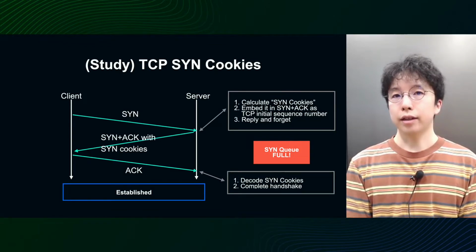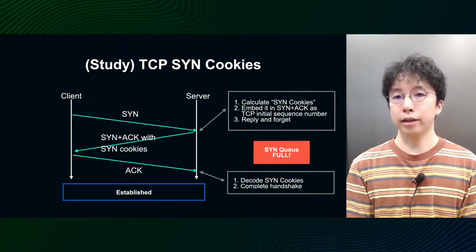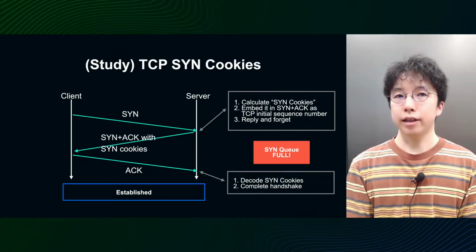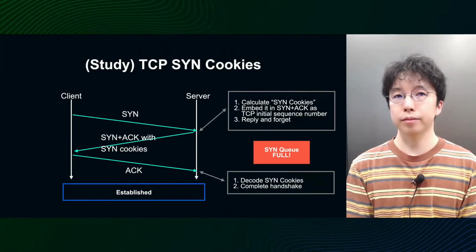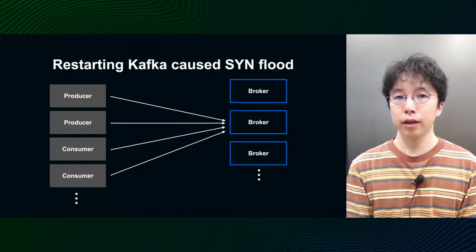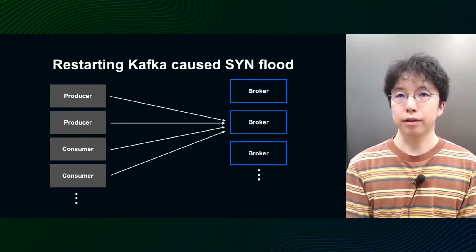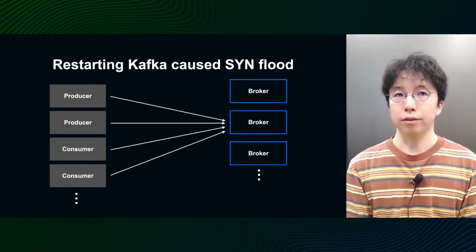SYN cookie sent metric spike. SYN is received, but the SYN queue was full, so it sent SYN cookies and conducted the handshake with a different method. So the SYN cookies sent metric shows the number of those handshakes. The SYN cookie sent metric had a spike, which means the broker was in a SYN flood situation. Why did the SYN flood happen?